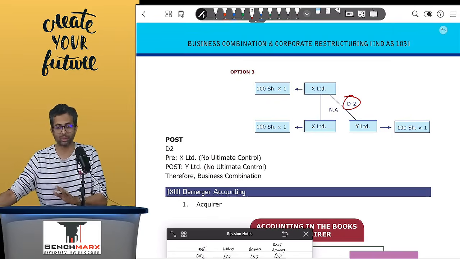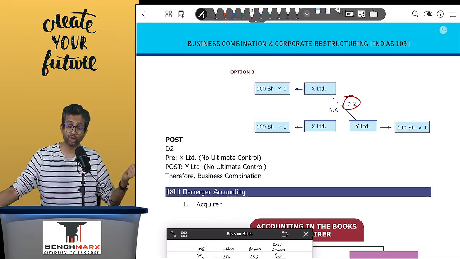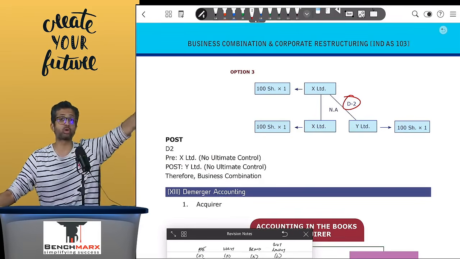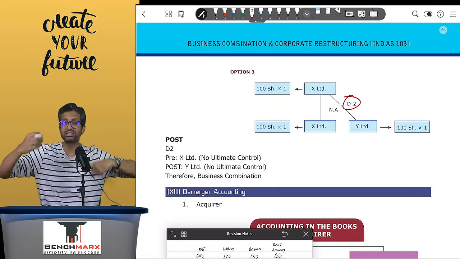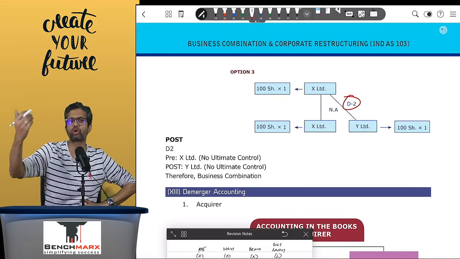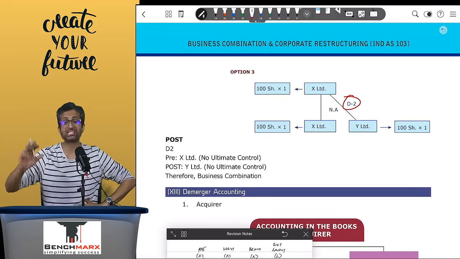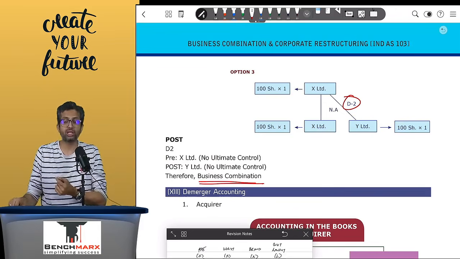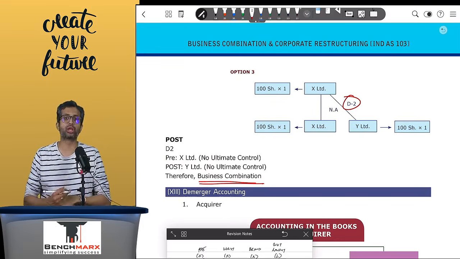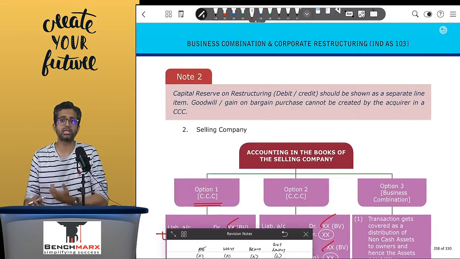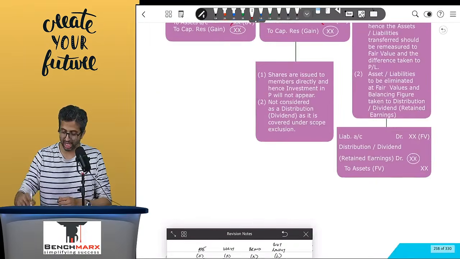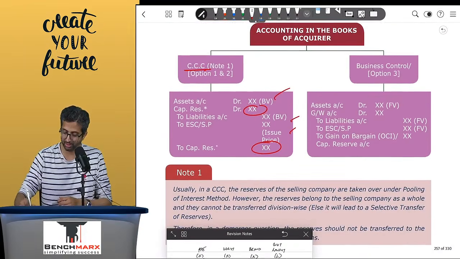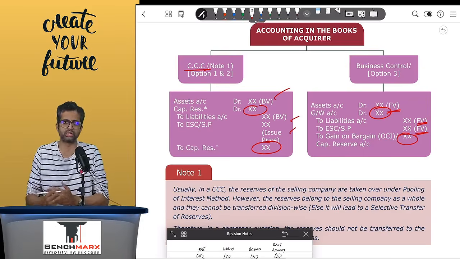Y is not controlled by anyone. Business of D2 was earlier controlled by X. X was not controlled ultimately by anyone, and hence the business of D2, which was earlier controlled by X, is now controlled by Y, and hence this is an actual business combination. And if it is a business combination, then assets and liabilities will be taken over at fair value, and PC will also be issued, let us say, at fair value. So over here you will have assets and liabilities taken over at fair value. PC shares issued will also be at fair value, and balancing figure, if any, will be towards goodwill or a gain on bargain purchase, as the case may be.